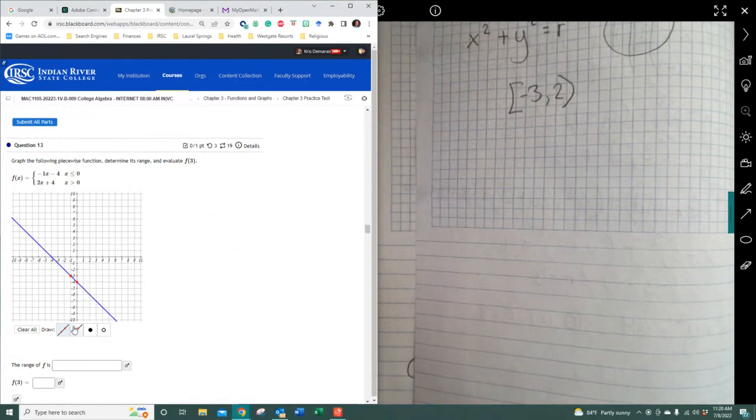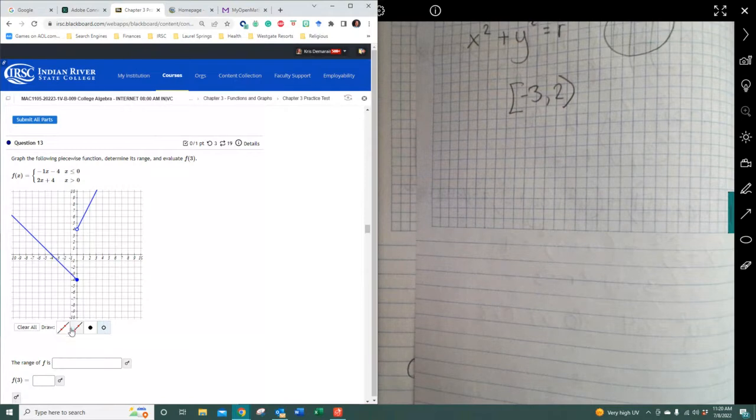We do not want this entire bar, so we're going to clear that and make sure we select this one so we have only a segment. So we're going to go ahead and put a hard circle at this point because it's inclusive. Now we'll go ahead and come into when x is greater than 0. So you're going up to 4, and we want to go ahead and select this again to go up to 4, and then go up 2 over 1, because that's the slope, and this is going to be an open circle at this value.